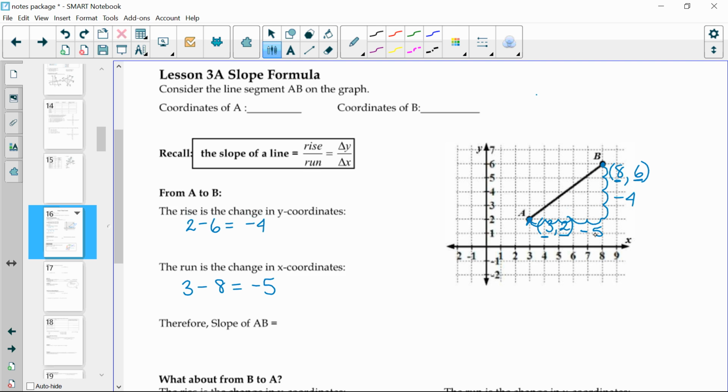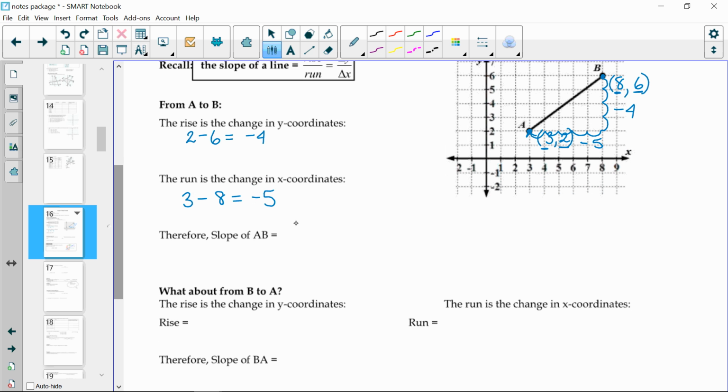So therefore, the slope of AB is going to be -4 over -5. A negative divided by a negative is a positive, so we have 4 over 5, which is our positive slope, which is exactly what we have here.